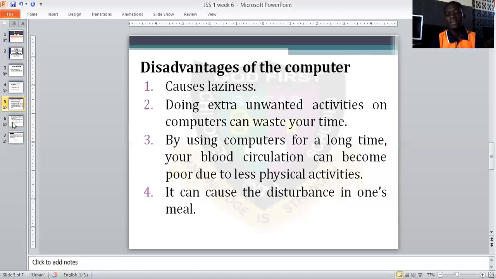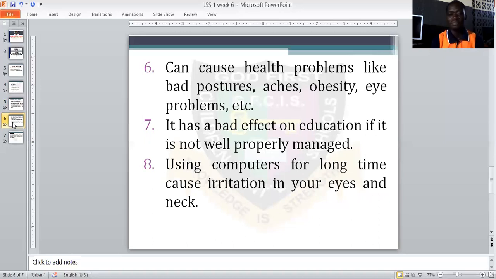Then another disadvantage is that it can cause health problems like bad posture, headache, obesity, and eye problems. When you sit with the computer for a long period of time, you might begin to have pains all over your body. You can begin to have obesity, that is, you begin to add weight. You begin to have eye problems because you fix your eyes on a particular thing for too long. That is why, when you are working with a computer, it is advisable that you blink your eyes and make some body movement so that blood will keep flowing and you can avoid problems. So it can cause health problems when not properly managed.